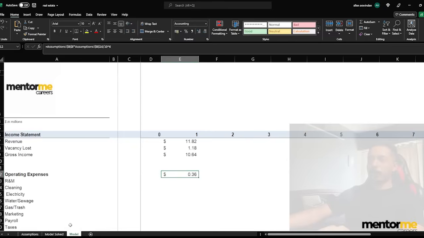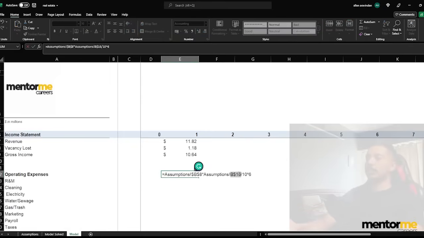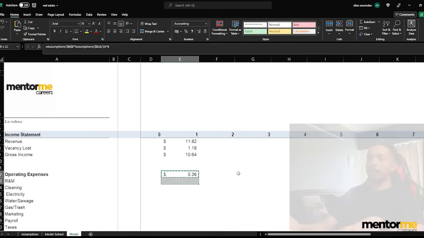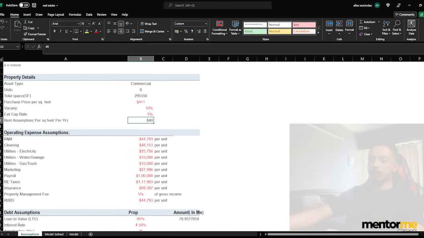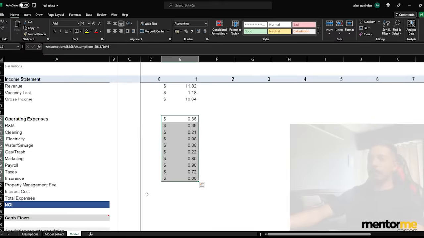Now B8 is B16. We want to keep the assumptions changing, so I'm going to put a column dollar sign here, and then I'm going to put it down until insurance. So we will have to just check what the insurance is. Insurance is fine. And then property management fee is what we need to calculate manually.